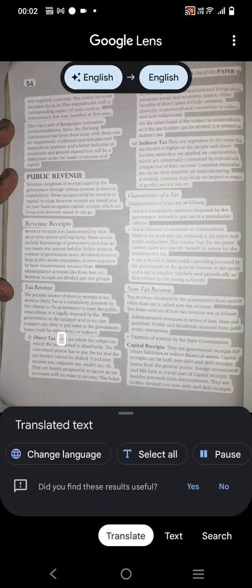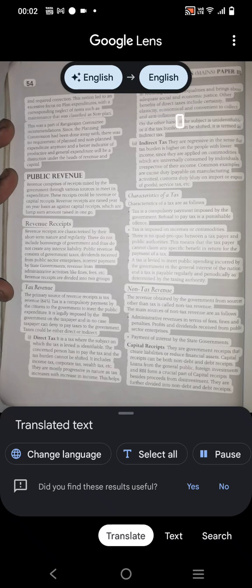1. Direct tax. It is a tax where the subject on which the tax is levied is identifiable. The concerned person has to pay the tax and the tax burden cannot be shifted. It includes income tax, corporate tax, wealth tax, etc. They are mostly progressive in nature as tax increases with increase in income. This helps in reducing income inequalities and brings more adequate social and economic justice. Other benefits of direct taxes include certainty, elasticity, being economical and convenient to collect, and anti-inflationary.